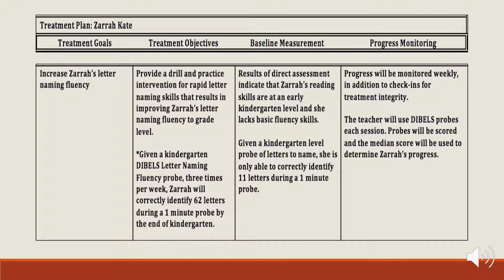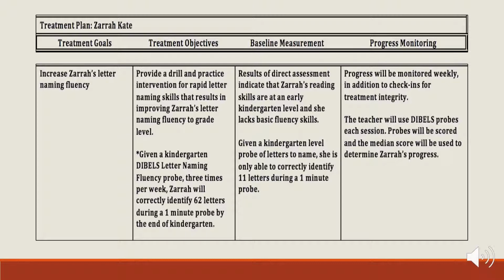Zara's treatment plan. Zara's treatment goal is to increase her letter naming fluency. The treatment objective is to provide a drill and practice intervention for rapid letter naming skills that results in improving Zara's letter naming fluency to grade level. Given a kindergarten DIBELS letter naming fluency probe 3 times per week, Zara will correctly identify 62 letters during a 1-minute probe by the end of kindergarten.